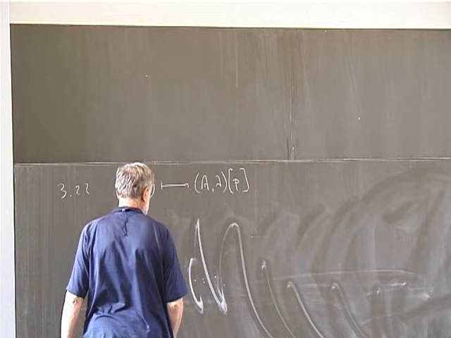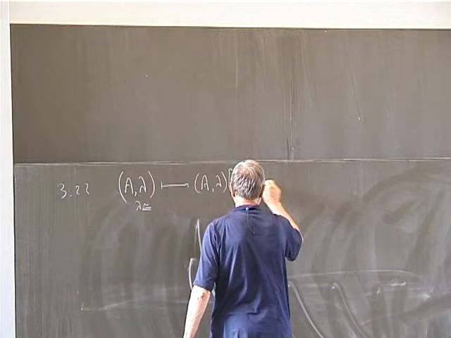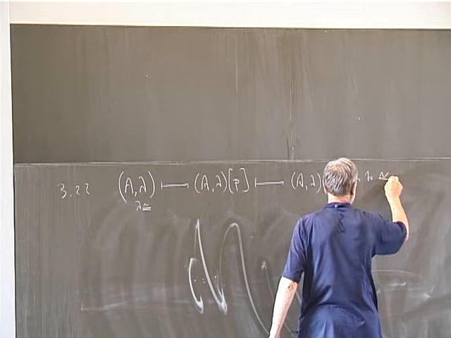Now, I will discuss only the case that lambda is a principal polarization, but the EO strata they really can do for everything. Now, this you can classify up to isomorphism over an algebraically closed field.